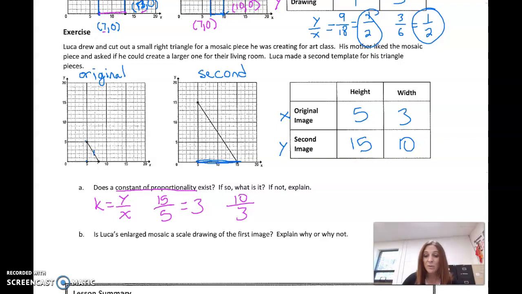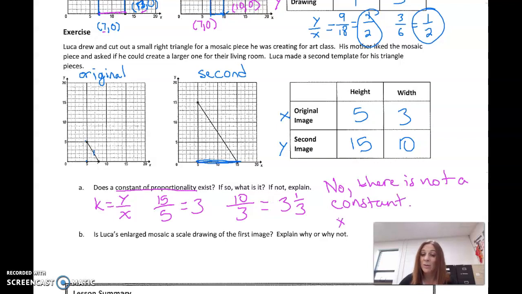So if I go 10 divided by 3, well, there's no common factors. I could say that 3 goes into 10 3 times. Because 3 times 3 is 9, that means I have one of the 10 left over. So I have 3 and 3 1/3. So does that constant of proportionality exist? Nope. Or just no. If not, explain. We go back to there is not a constant.